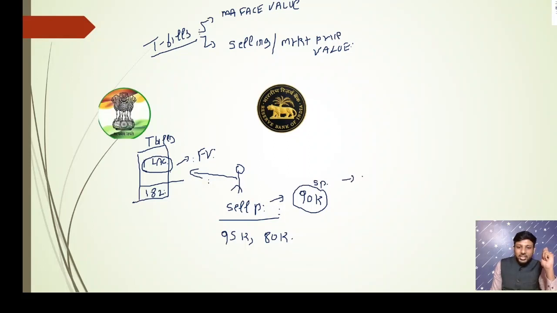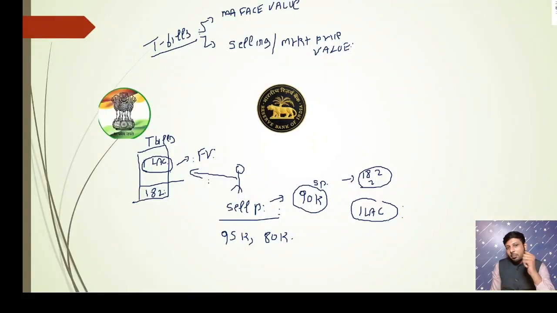So after the 182 days, or after the maturity, he will get the face value. In this case, the face value is 1 lakh rupees. So what will be the profit for him? He bought the treasury bill at 90,000 and he is selling back at 1 lakh rupees. So this 10,000 rupees is profit to him.